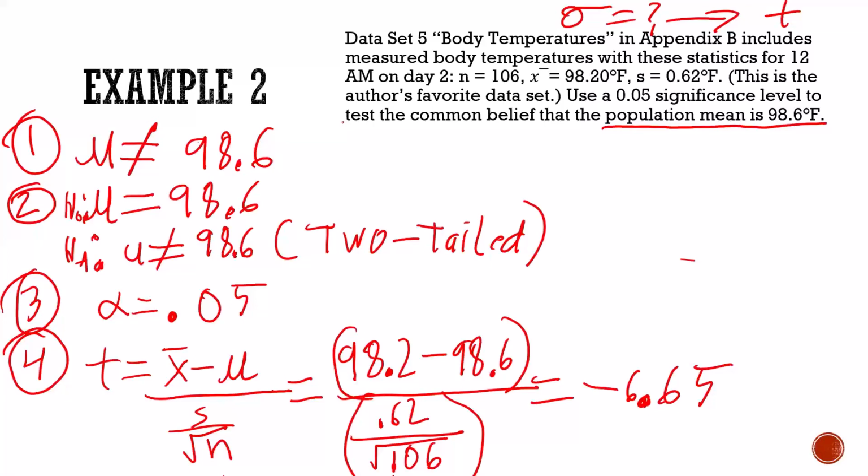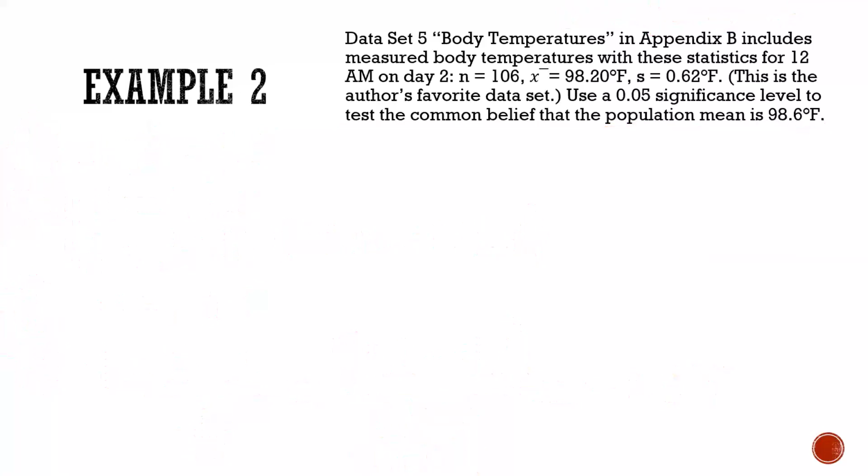Just guessing before we do anything, since we have something this extreme, are we probably going to be rejecting or accepting the null hypothesis? Yeah, because it's a lot different than what we expect. And that's what we're going to end up finding. But let's make sure that we do the analysis carefully.